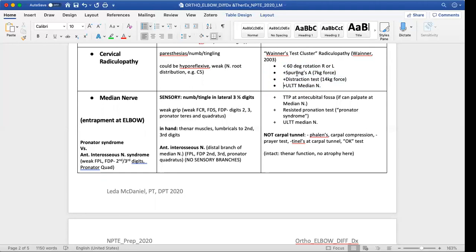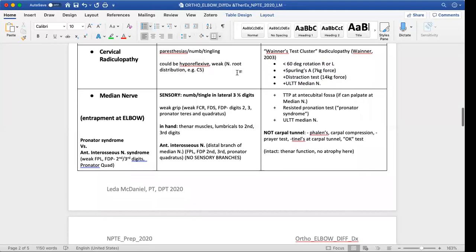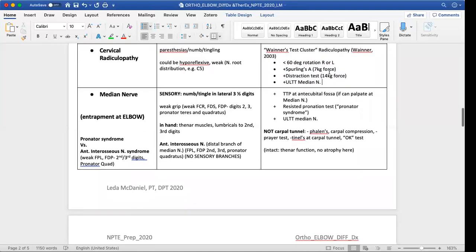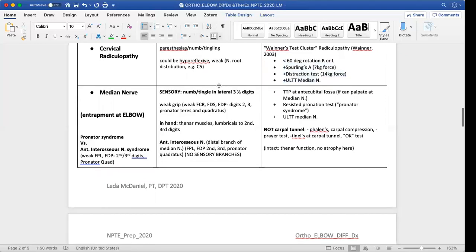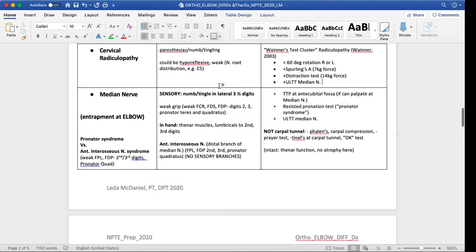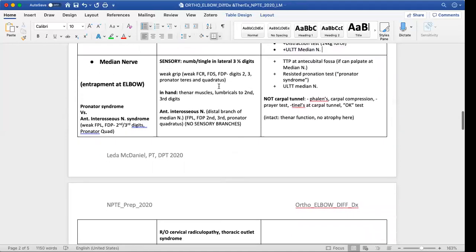If 3 out of 4 or 4 out of 4 are positive, you have upwards of 90% chance that it is a radiculopathy. So if you do have upper extremity symptoms, even at the elbow, and you suspect radiculopathy, I would encourage you to go through this test cluster. If you only have 1 or 2, then you can be less confident in radiculopathy. But if you have 3 or 4 positive test findings, then maybe you're reproducing elbow pain, then maybe you have some radiculopathy. So that's a good thing to keep in mind.